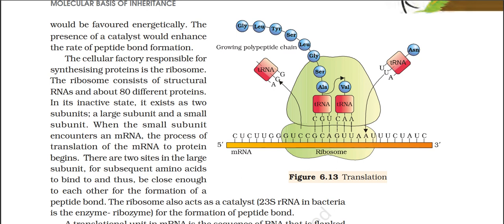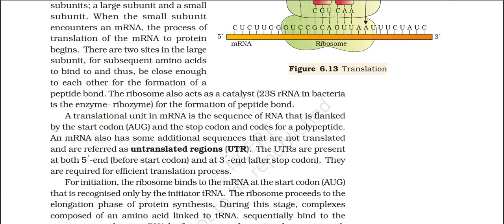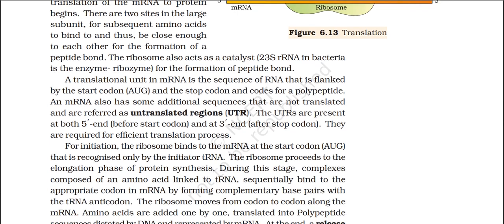There are 2 sites in the large subunit for subsequent amino acids to bind to and thus be close enough to each other for the formation of a peptide bond. The ribosome also acts as a catalyst. 23S rRNA in bacteria is the enzyme ribozyme for the formation of peptide bond.